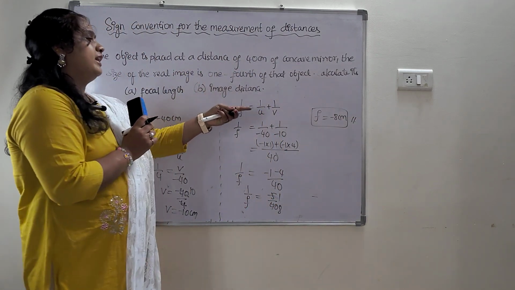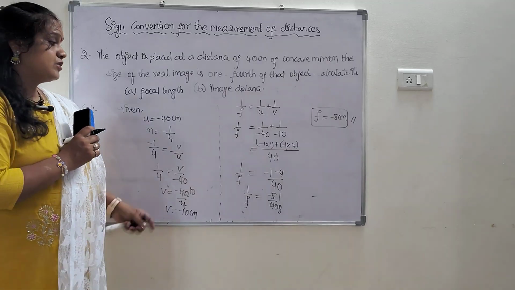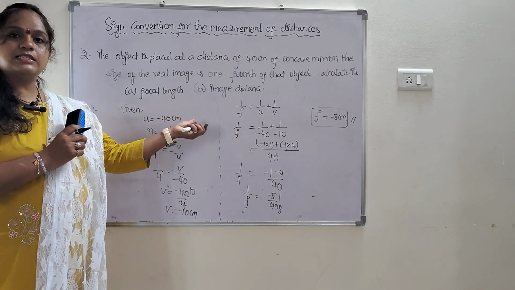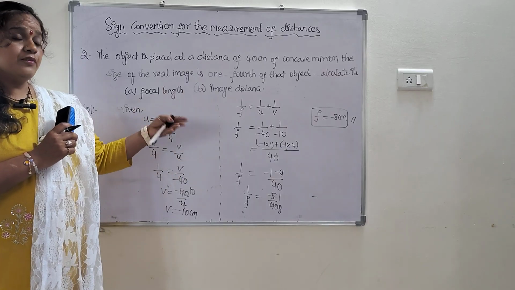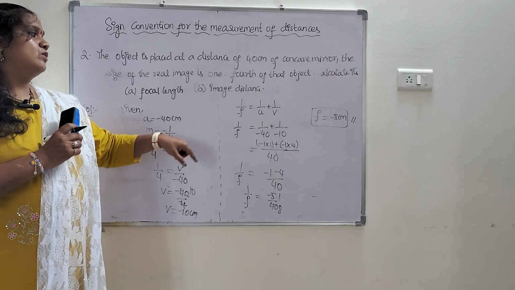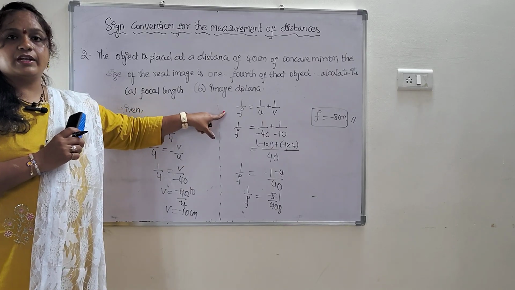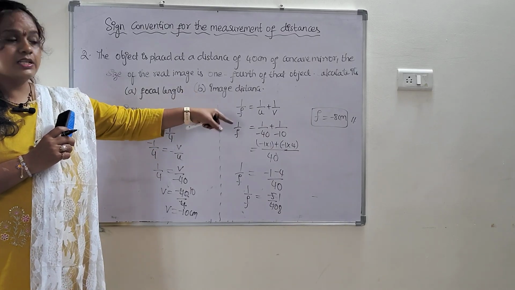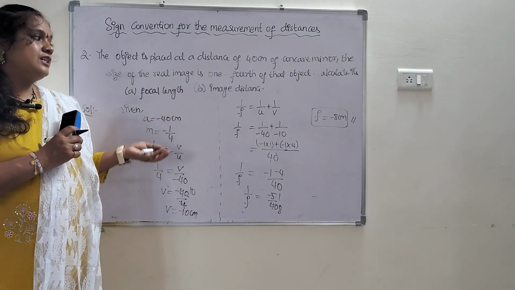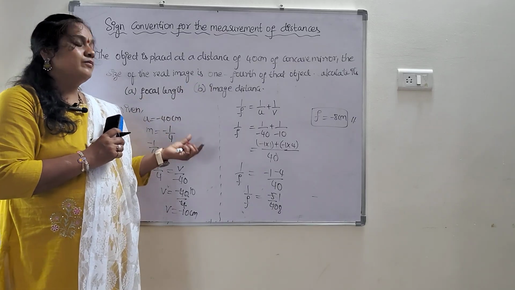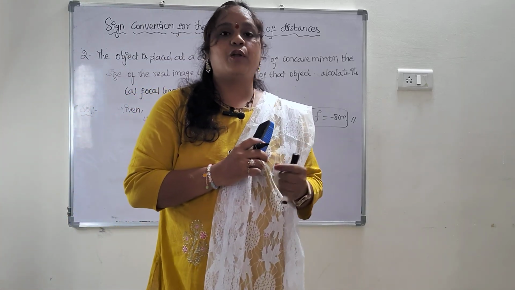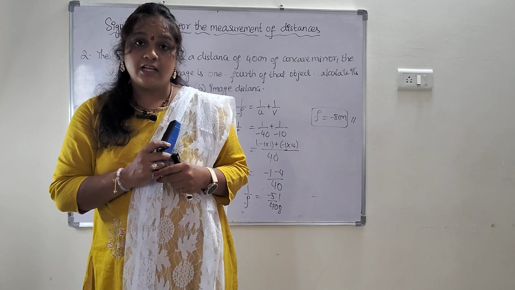So for a concave mirror, the f value is negative. From this we can say that whatever answer we got is the right answer. Even if you are having any doubt, kindly substitute in this formula. If you are getting LHS equal to RHS, then your answer is correct. In this way, you can easily solve the numericals. So these are the 5 amazing tips regarding the sign convention for the measurement of distances.